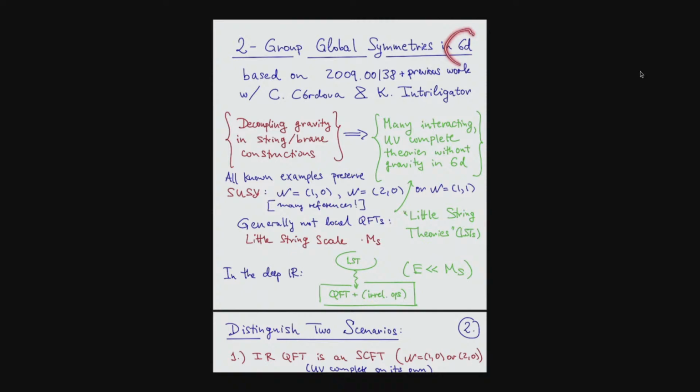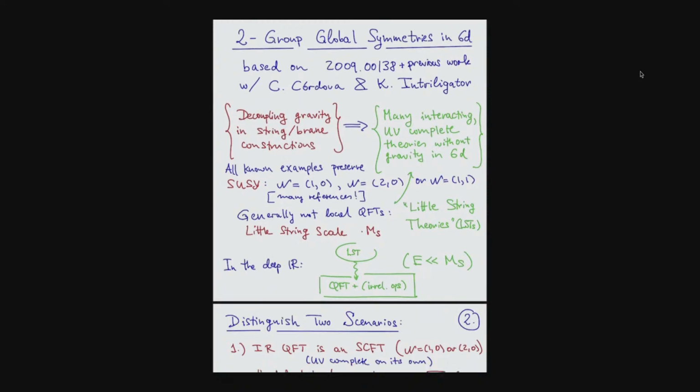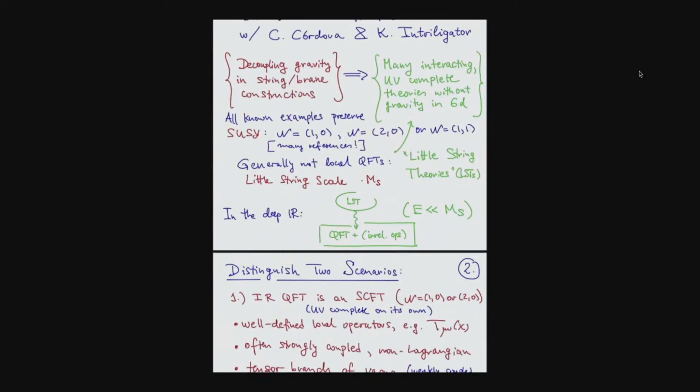Since I decided to focus on 6D theories, let me give you a little bit of context, which I'm sure is very familiar to many of you. It's a famous story that if you decouple gravity in various string or brane constructions, you can construct many examples of interacting UV-complete theories in 6 dimensions that do not have dynamical gravity. All the known controlled examples preserve some amount of supersymmetry, which comes in only 3 different forms: the minimal supersymmetric (1,0) theories, and then the (2,0) and (1,1) theories.